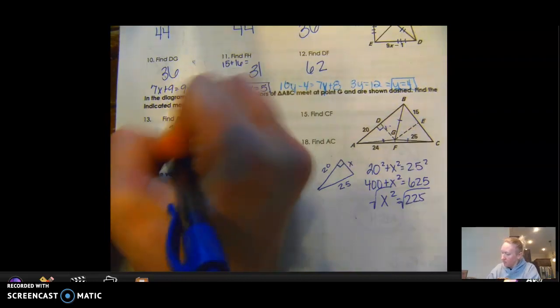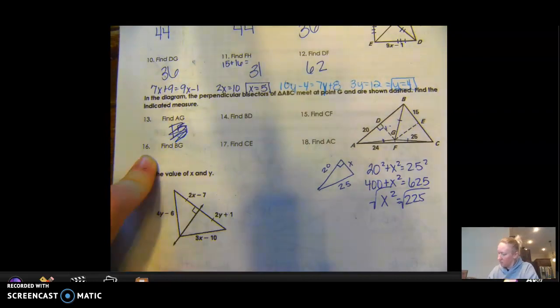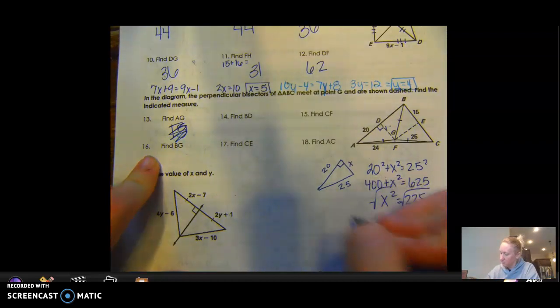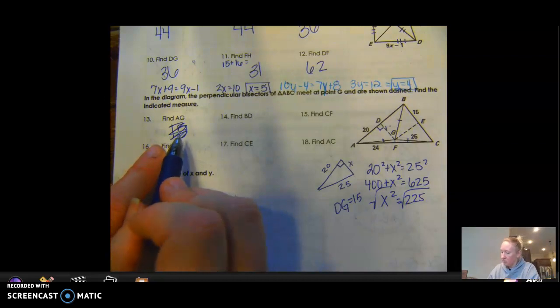Oh, I was finding DG. We don't even have to find DG on here. DG equals 15. I'm sorry, guys. AG probably just confused you.